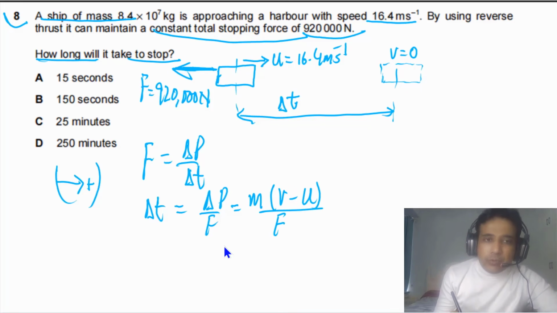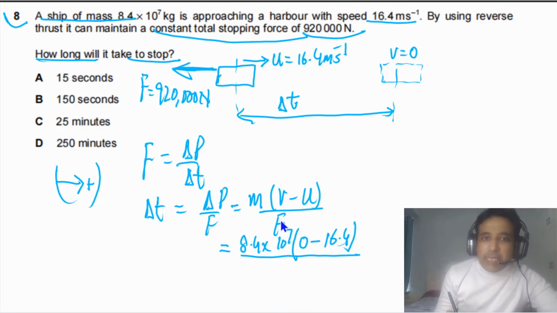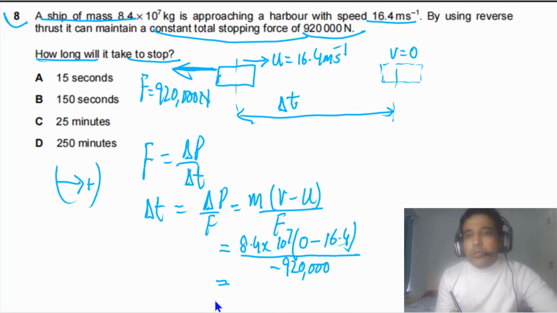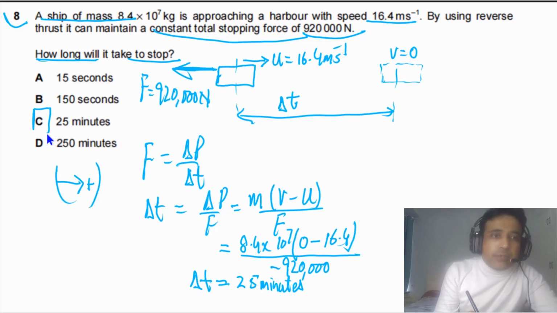So we have the value of mass. In this case mass is given to us, that is equal to 8.4 times 10 to 7, and v is equal to 0, and u is to the right, so this is positive, and the value of u is 16.4. But force in this case is negative because force is acting to the left, so we have to use a negative sign here. Now if we simply solve this one, our final answer will be equal to 25 minutes. Up to 2 SF, you will get 25 minutes. So this is the time taken to stop this ship. So the answer for this question is C.